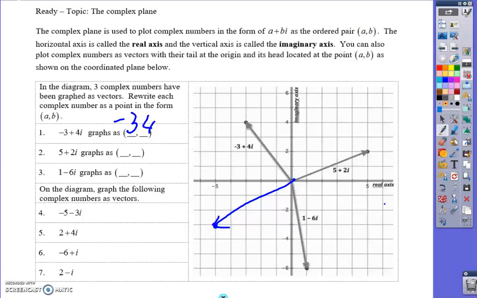So go ahead and do the last. I've done number 4 for you. And number 1, go ahead and do the remaining 5 problems and pause the video, and we'll come back and I'll have the rest of the answers for you. Are you paused? Did you pause yet?